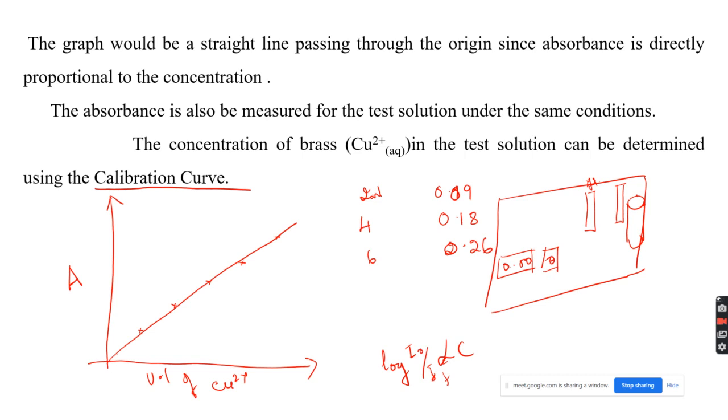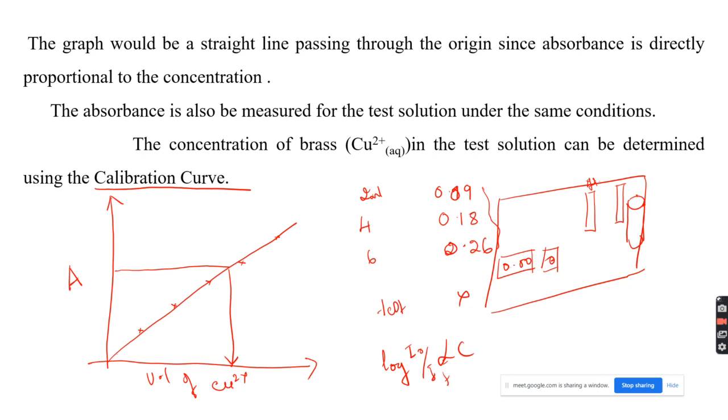Then we already prepared a test solution. The test solution absorbance is also measured, and its absorbance should be in this range. Say the absorbance is X. Corresponding to this X, we'll find the volume of Cu2+ present in the sample. And this is applicable only to a dilute solution. In this way, we are able to find the concentration of Cu2+ ion in a test sample using the calibration graph.